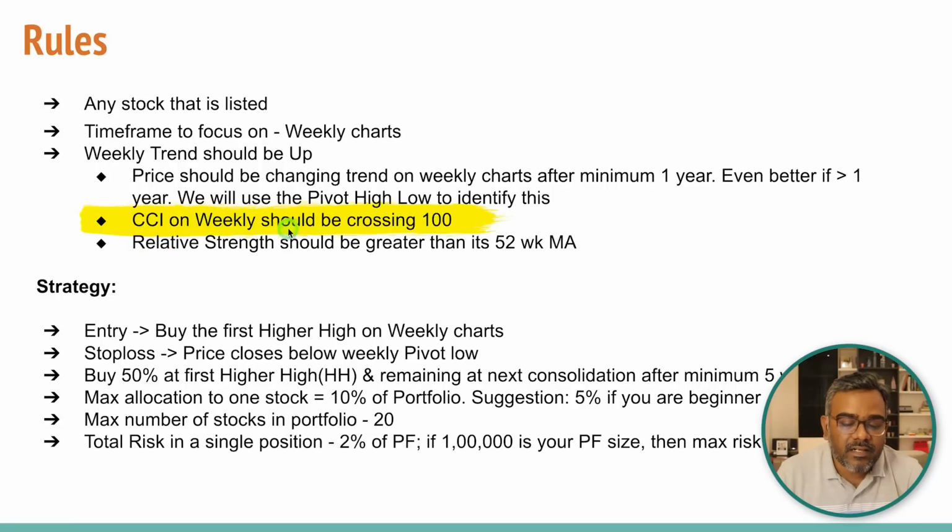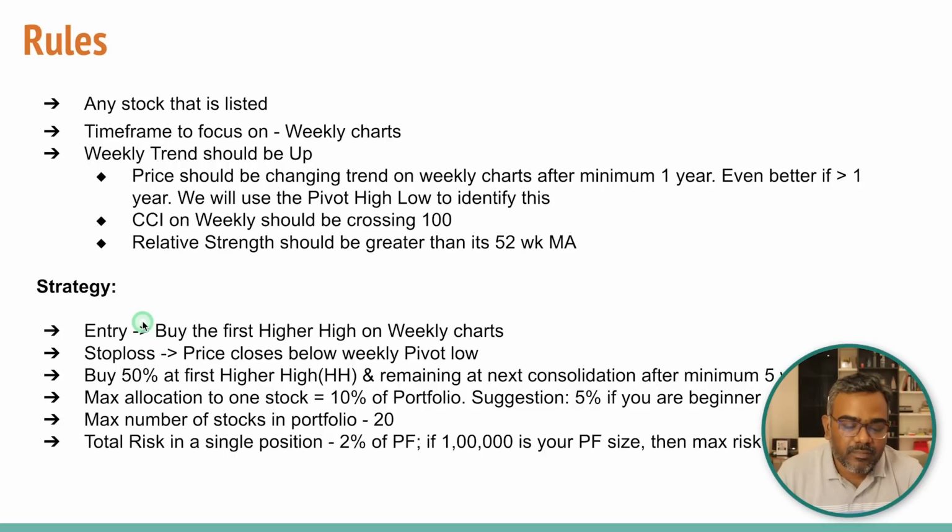Next, CCI on weekly should be crossing 100. Now that's a scanner, so that's not really a criteria. Ideally, you will get stocks where CCI on weekly is crossing 100. The next point is relative strength should be greater than its 52-week moving average. I'll discuss this also in detail, but remember, this is the most important thing for you to know in the entire strategy. This is the one condition that has to be satisfied after you get a result from the CCI scanner.